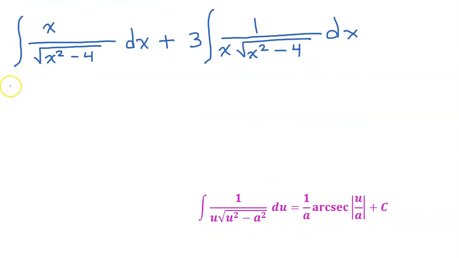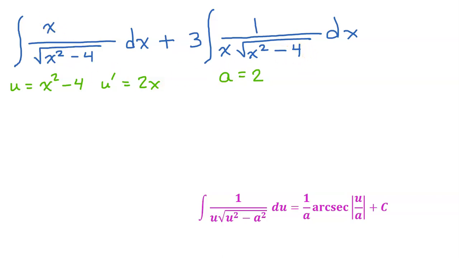Setting up the u substitution for the first integral, let's let u equal everything under the radical. So u will equal x squared minus 4. That means that u prime will equal 2x. The second integral matches the trig rule perfectly. We just need to acknowledge that a is going to equal 2. It's the square root of this constant.